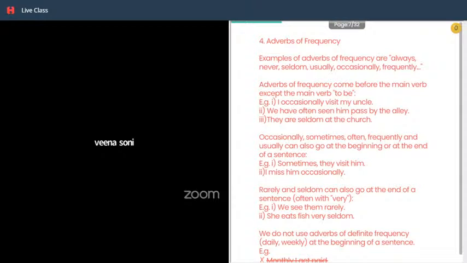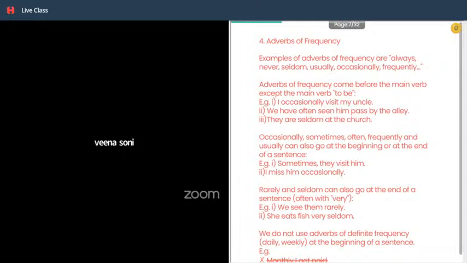To be means is, am, all these verbs; we're talking about everything except that phrase. Now, directly, I can say, I occasionally visit my uncle. If I have to say, I am occasionally visiting my uncle, that is the exception. We have often seen him pass by the alley. Most of the times we have seen him, often we have seen him in the alley. That's what they are actually talking about here.